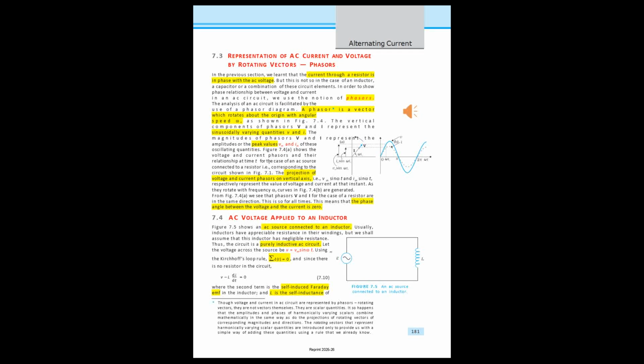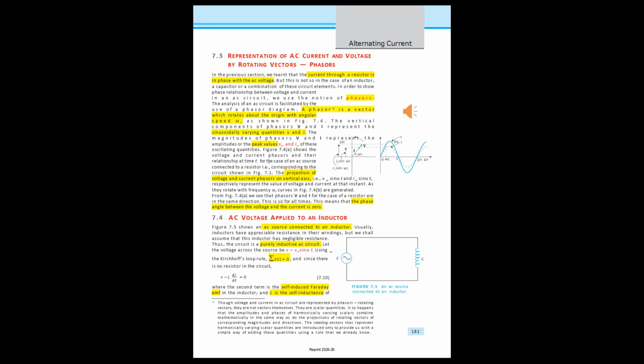Representation of AC current and voltage by rotating vectors, phasors. In the previous section, we learnt that the current through a resistor is in phase with the AC voltage. But this is not so in the case of an inductor, a capacitor, or a combination of these circuit elements. In order to show phase relationship between voltage and current in an AC circuit, we use the notion of phasors. The analysis of an AC circuit is facilitated by the use of a phasor diagram.